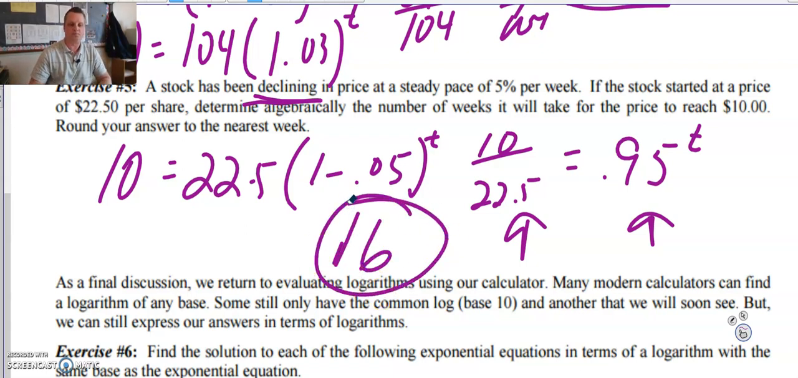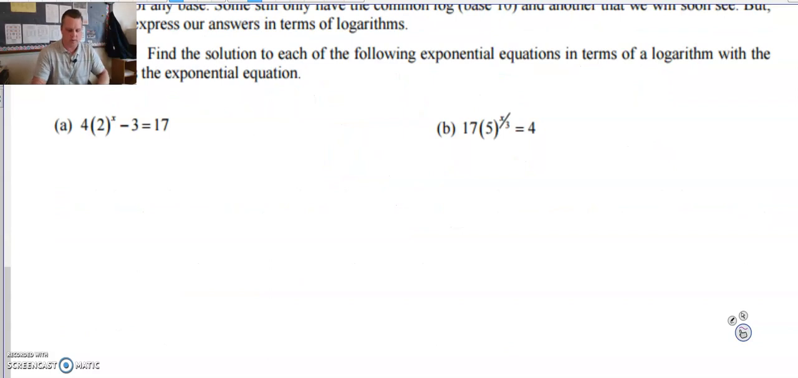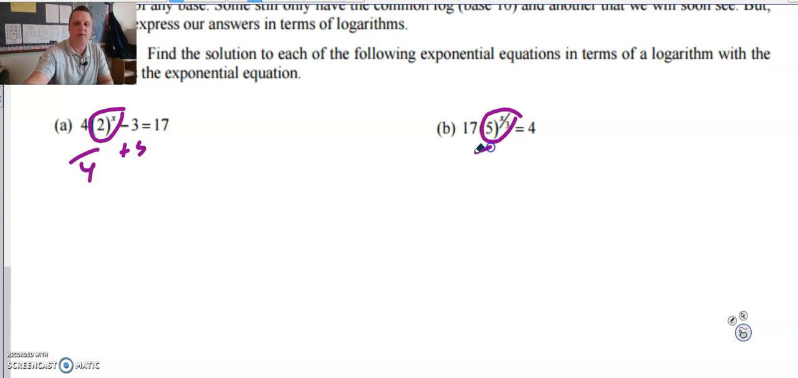Okay, 16 weeks. Now I want you to try these last two. What happens with the last two is you have to get the exponential part by itself, and then log both sides. In letter A, you add 3 first and then divide by 4. In this one here, you just divide by 17. So I want you to try A and B using the methods, putting the logs in. I am going to look at those in class, so make sure you have those done.